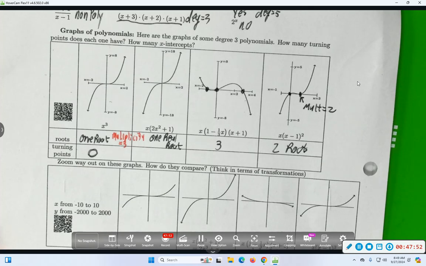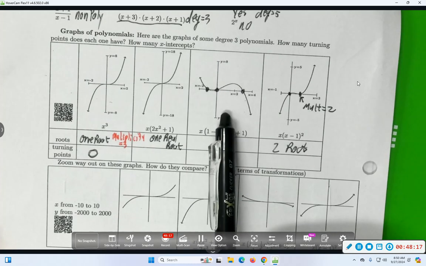If you have more than one root, will you have a turning point? Well, let's see. Suppose you had 2 different roots. Well, I'd have to be coming up and coming back down in order to get back to the other one. So I think you'd have to have at least one turning point. Maybe more. And we'll see this in the example in the packet.